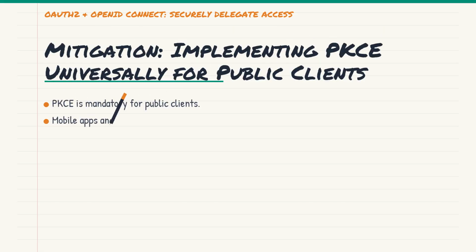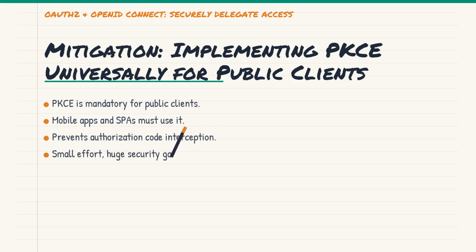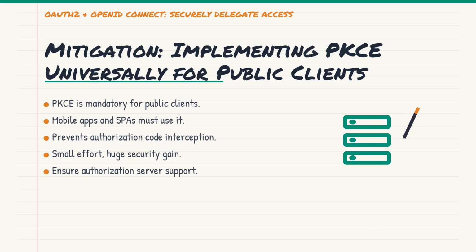For any public client, that means mobile apps, SPAs, or any client that can't securely store a secret, always use PKCE. It's not optional anymore. The authorization code interception attack is too prevalent and too damaging to ignore. Make sure your authorization server supports PKCE and that all your client applications that are public clients are configured to use it correctly. It's a relatively small implementation effort for a massive security gain.